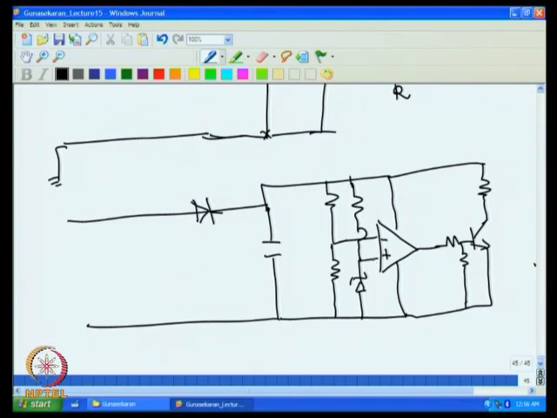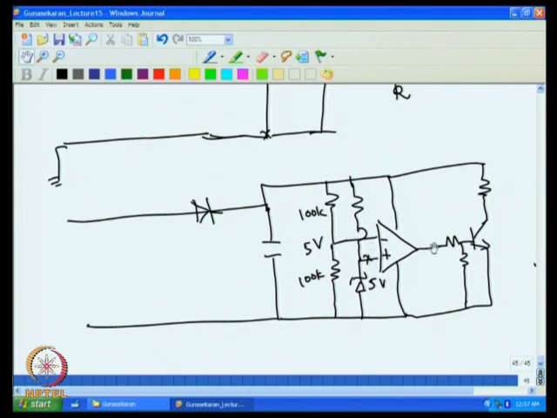So this point is sitting at V reference, say 5 volt. Then if I take equal values for these 100k resistors, then if this is sitting at 5 volt, this also has to sit at 5 volt. There's no other go. Suppose this is less than 5.